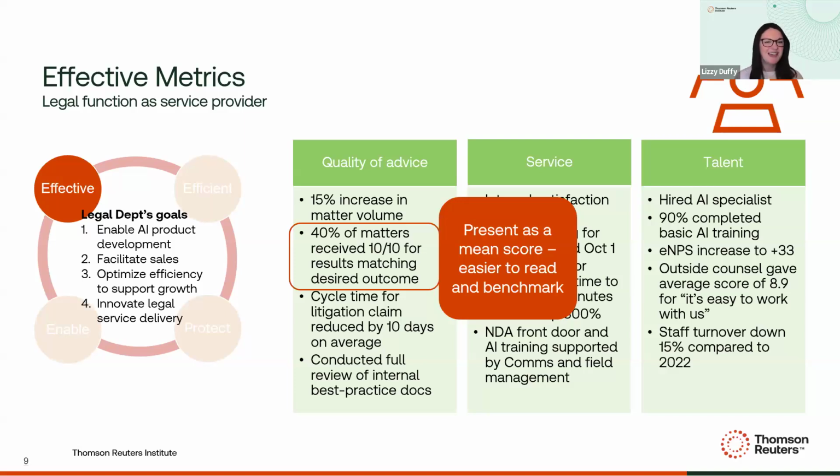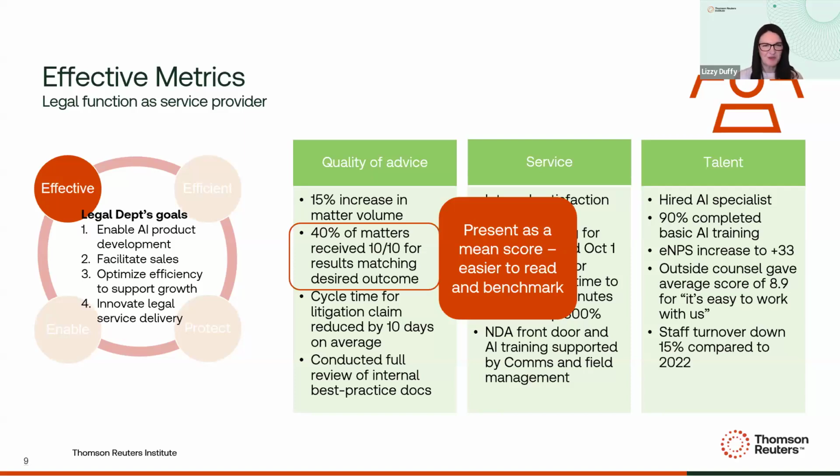40% of matters received a 10 out of 10 rating for how well the outcome met the original objective. Now, that sounds really great, but this could be better presented as a mean score. A mean score is easier to read, easier to understand, and it's better for benchmarking over time. The other thing is that by only talking about the 40% of matters, we're not representing the full data set here. So what I'd suggest is to go with the mean score. And then in a more detailed report, if you were doing that, you might use the 40% of matters as a sub-bullet.